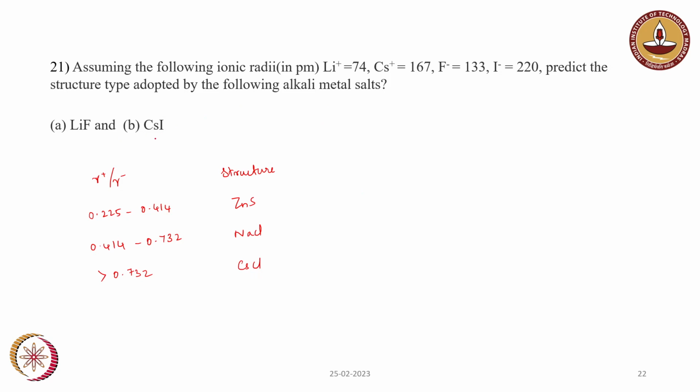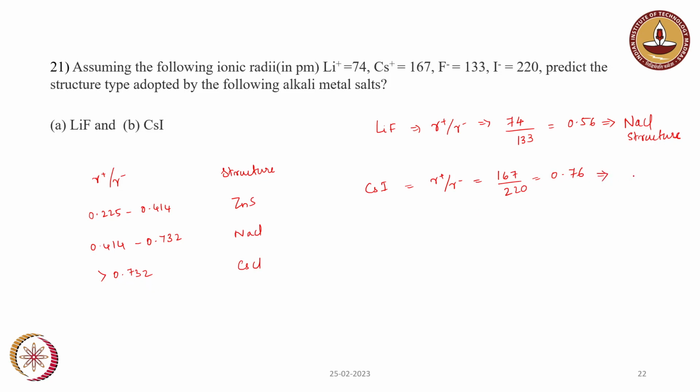So we can calculate the radius ratio for lithium fluoride. In LiF, the cation to anion ratio is 74 divided by 133, and that is equal to 0.56. So it's in this range, so it has a sodium chloride structure. In cesium iodide, the cation to anion ratio is 167 divided by 220, that is equal to 0.76. So it's in the range of greater than 0.732, so it has a structure of CsCl.